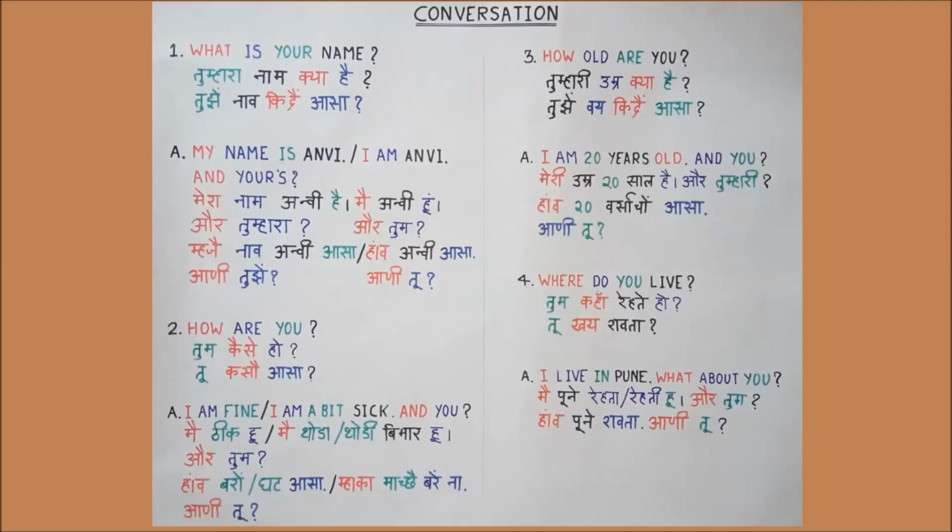In Hindi, I would say तुम्हारा नाम क्या है? And in Konkani, I would say तुझे नाव कितें आसा? Okay, so in regular speed, I would say तुझे नाव कितें आसा? Okay, so here तुझे stands for तुम्हारा, नाव stands for नाम, कितें stands for क्या, and asa stands for है.